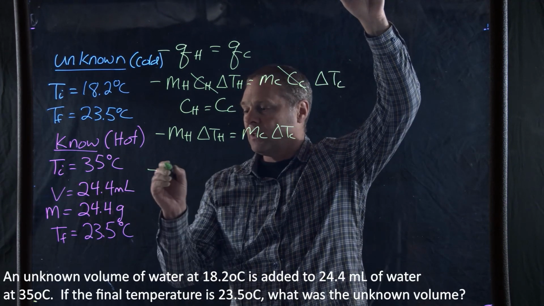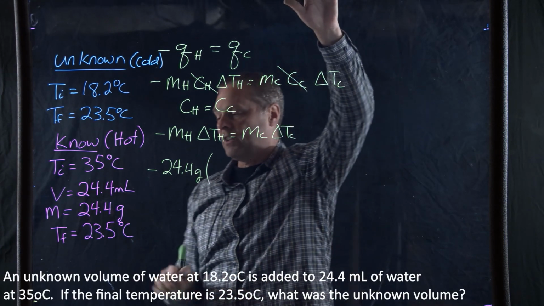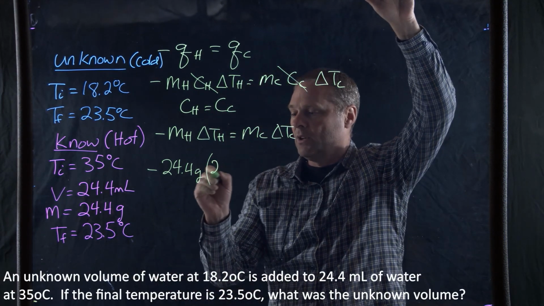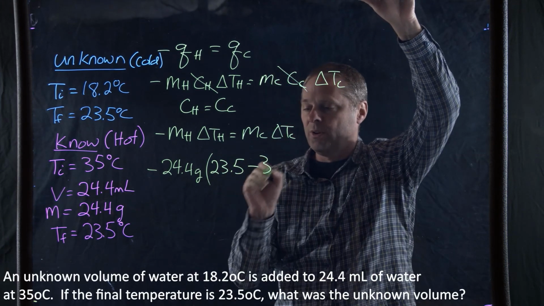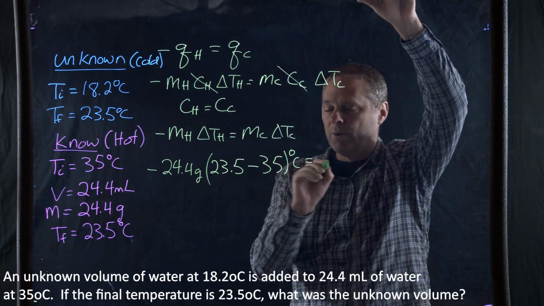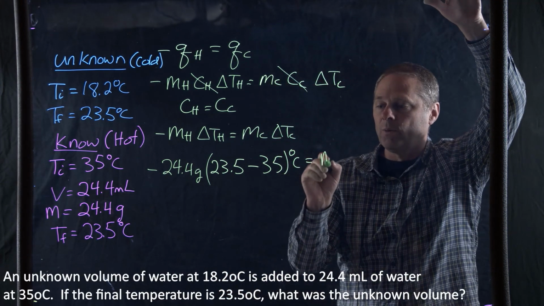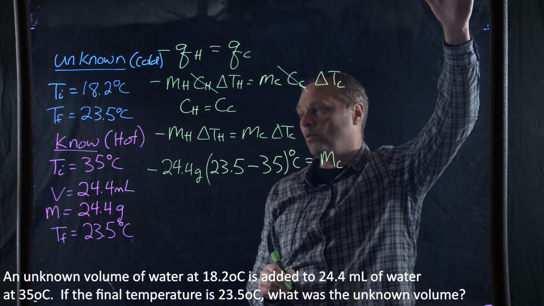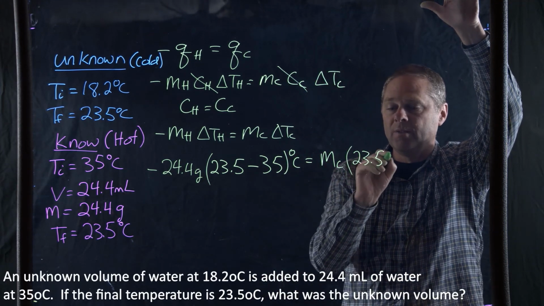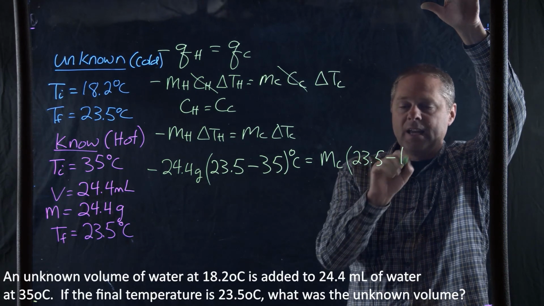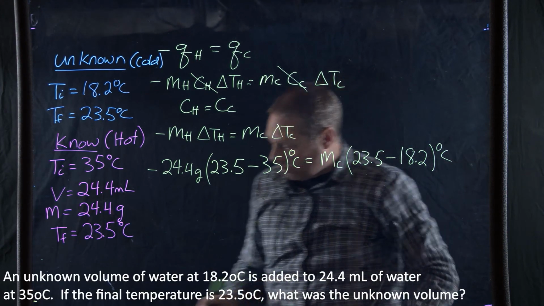So this becomes minus 24.4 grams times the change in temperature of the hot, which is the final 23.5 minus the initial, which is 35 degrees Celsius, equals the mass of the cold. That's what we're looking for. We don't know how much water that is, times the change in temperature, which is 23.5 minus 18.2 degrees Celsius. And so we have to solve for the mass of the cold.